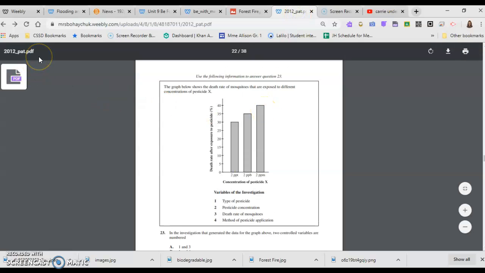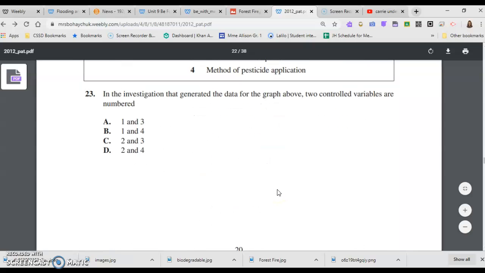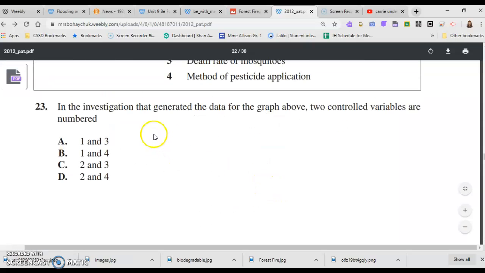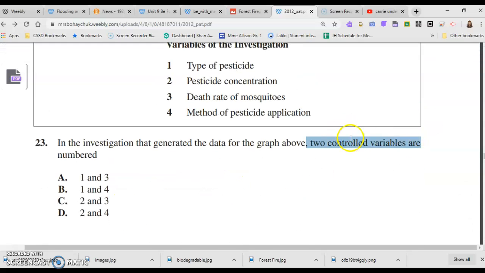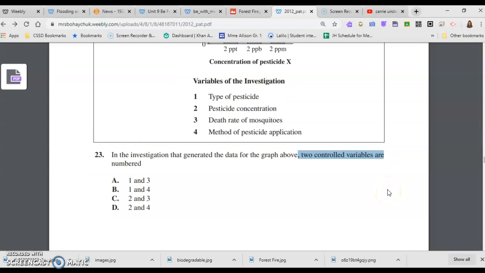We're on Unit C, Environmental Chemistry for 2012 Practice PAT. This question has a big chart in it, so we're going to take a look at that after we look for what the question is. Okay, so it's about controlled variables, with options 1, 3, 1, 4, 2, 3, 2, 4. So we need to see what the controlled variables are in this experiment.